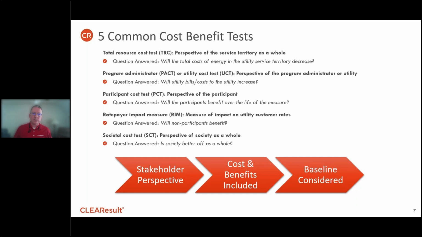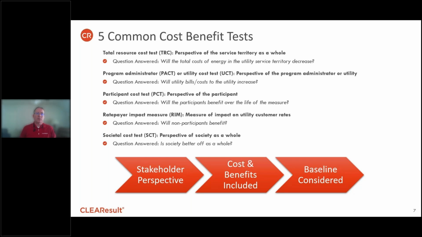But we have this RIM test to answer that question because there are energy efficiency program designs that allow every ratepayer to benefit whether they participate or not, right? Because we're trying to keep energy costs down. And so they may not get an incentive, but the overall program may keep their rates low, and therefore they benefit even though they don't participate.